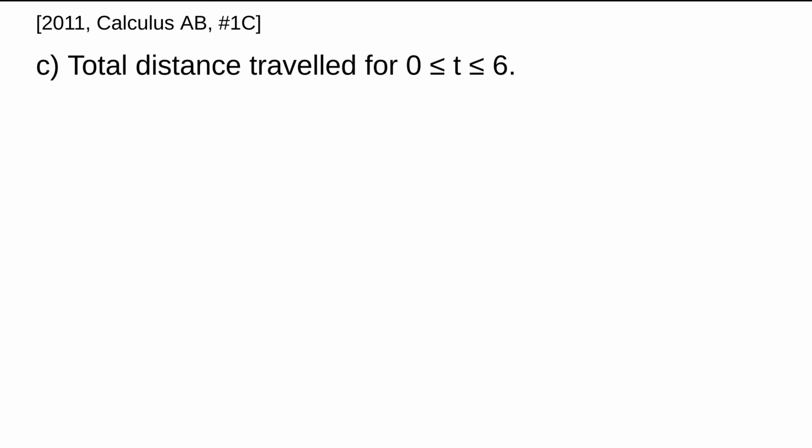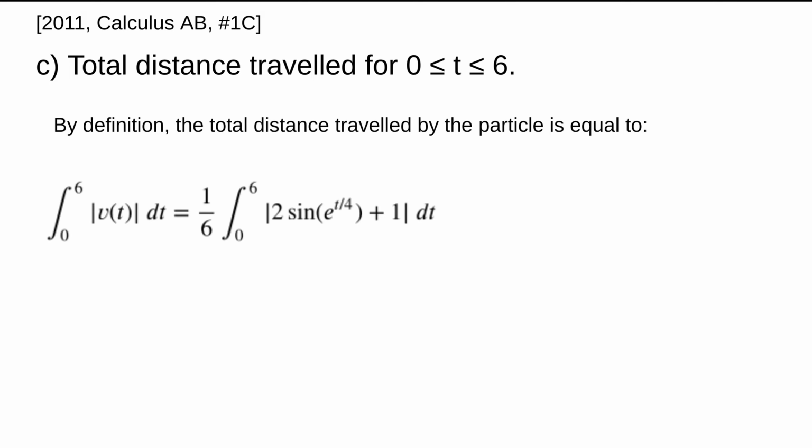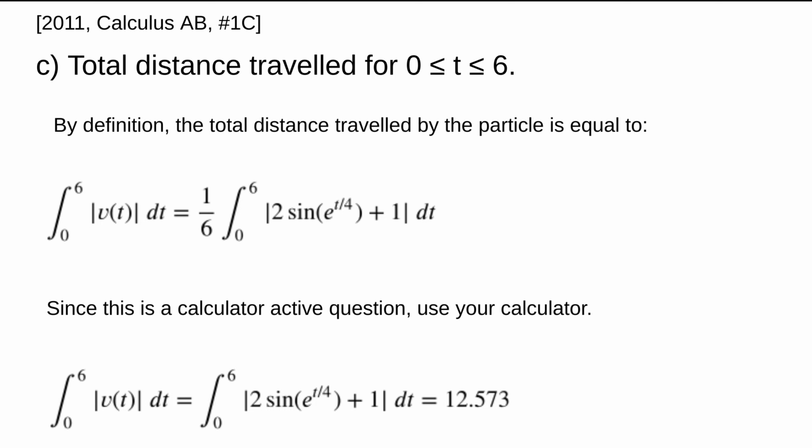In part C, we are asked to determine the total distance traveled between t equals 0 and t equals 6. This is a slightly different integral. The definition of total distance traveled requires us to integrate the absolute value of our velocity function. So the total distance traveled is the integral from 0 to 6 of the absolute value of v of t dt, which would be the integral from 0 to 6 of the absolute value of 2 times the sine of e to the t over 4 plus 1 dt. Again, it's calculator active. We're going to use our calculator to do this. It turns out that that integral has a value of 12.573.